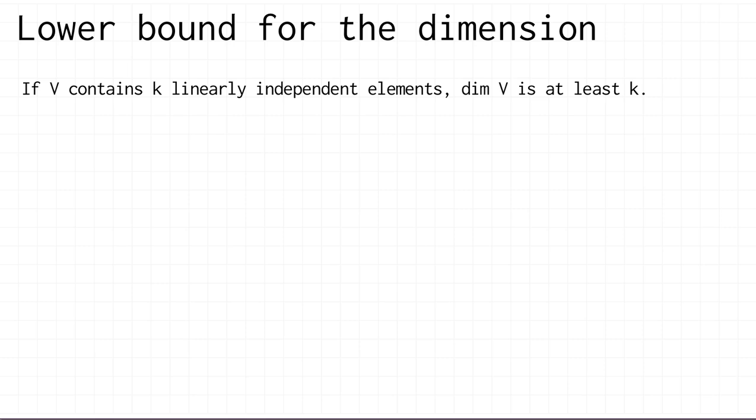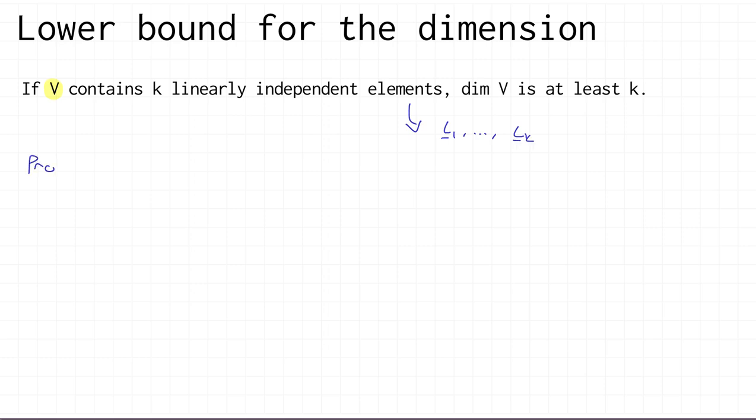If you have k linearly independent elements in a vector space V, then the dimension of V must be at least k. So for example, if you had 3 linearly independent elements inside a vector space V, then the dimension of V must be 3 or more. And this is actually easy to prove because of what we've seen in the previous videos. So let's say those k linearly independent elements were L1, L2 up to Lk.